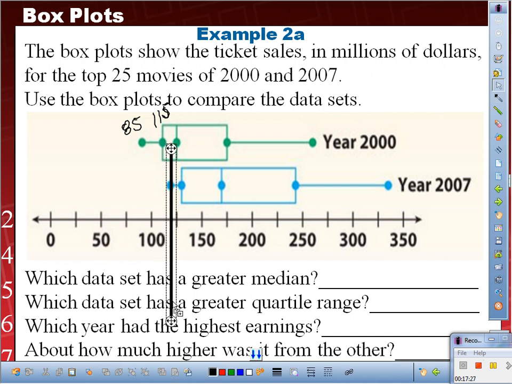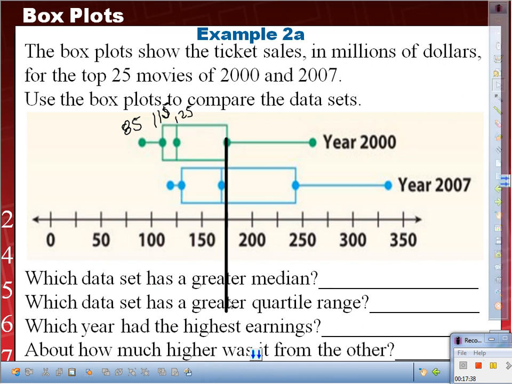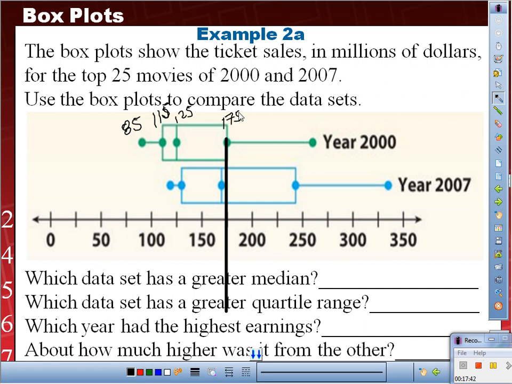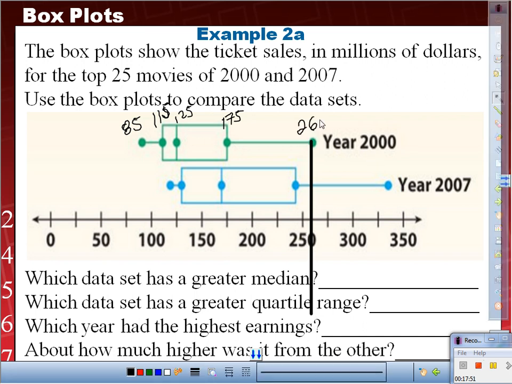Let's go to Q2. What is Q2? 125. Let's go to Q3. Q3. About right there? 175. And our maximum, let's see. Our maximum is 265. All right. So we label our first set of data.